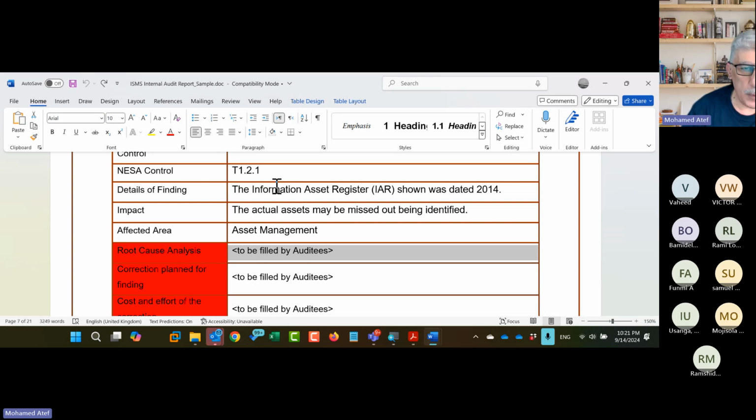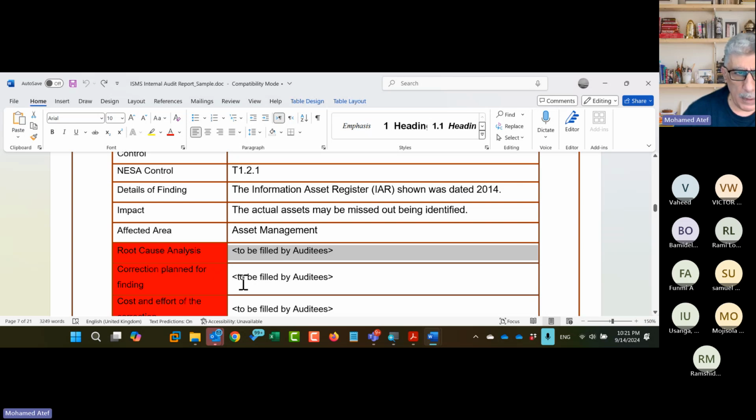It could be that some of the people don't know that there is an asset register. Maybe they added a new department in this company and they don't have an asset register. Whatever the reason, they have to identify the root cause of that, because once you identify the root cause and work on it, it will not show up again. And then they have to identify the corrective action.